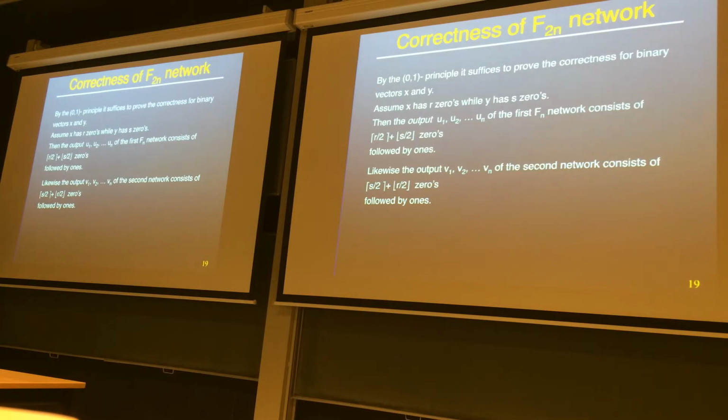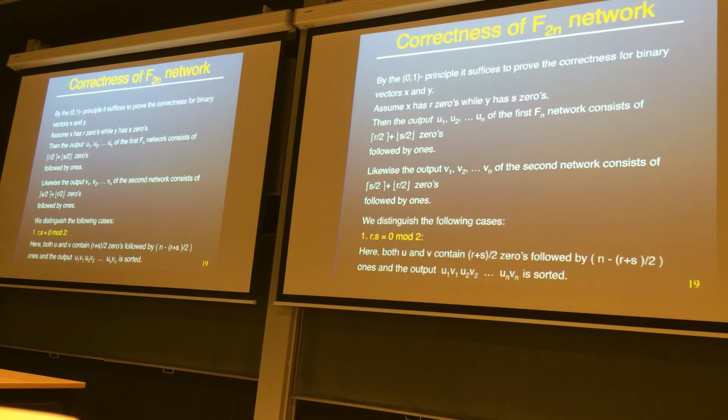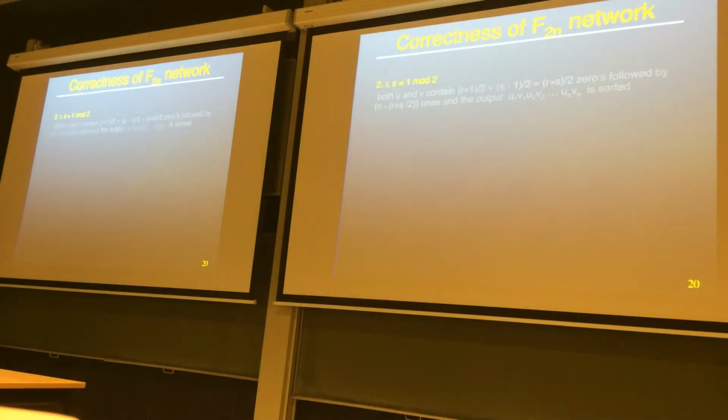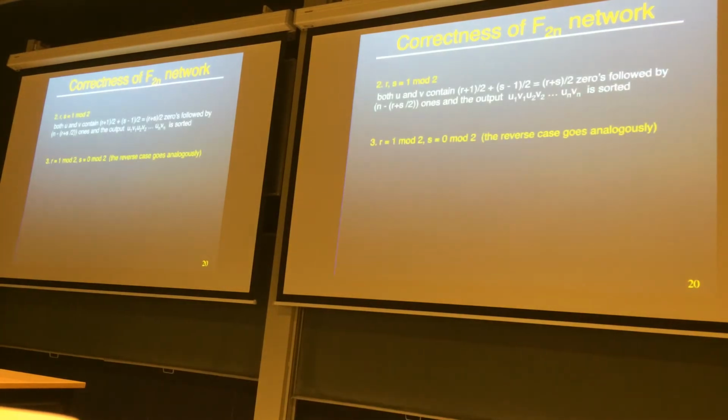The difficult case occurs when R is odd and S is even, or the reverse. In that case, they will differ by exactly 1. So there is 1 zero here less than the zeros there, or the reverse. And that means that at the corresponding place there is a comparator that has to do some work. Okay, so this is the easy case. Now the difficult case. Let's go to the difficult case here.